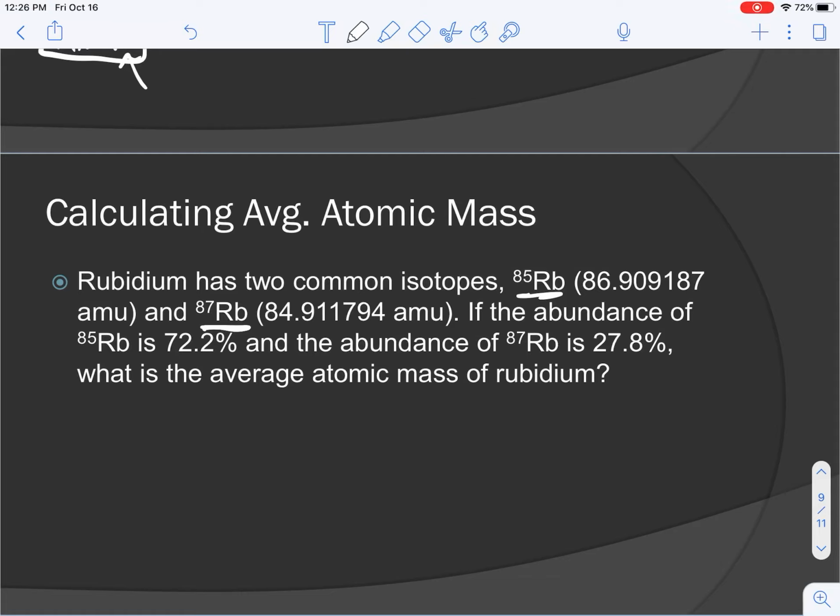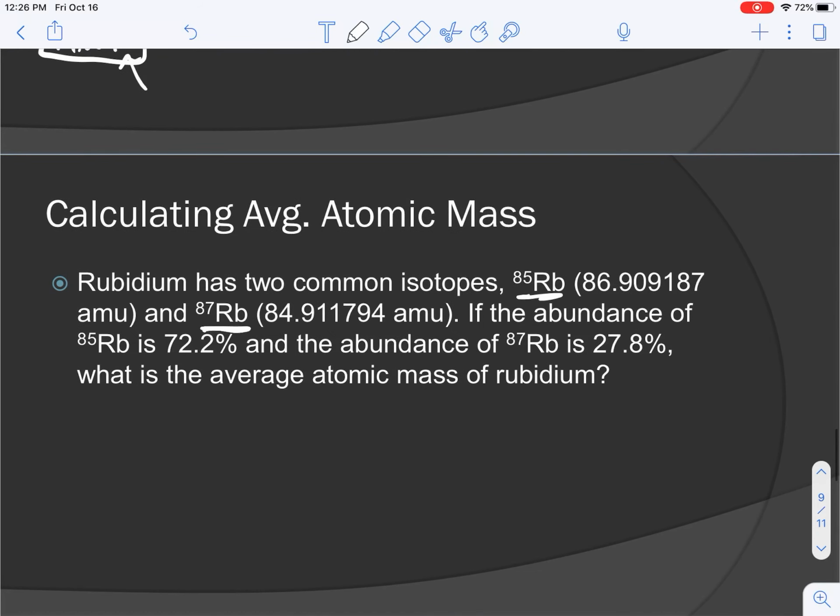If you want to calculate the average atomic mass of rubidium, you can see that 72.2% of rubidium is rubidium 85, and 27.8% of rubidium is rubidium 87. You would imagine that since more comes from rubidium 85, at 72.2%, when you do this weighted average it should be close to this number, because that carries more weight than the other. So here's how you calculate a weighted average. You're probably familiar with a regular average, where you just add up numbers and then divide. In a weighted average, you actually don't divide, and that's a really common mistake.